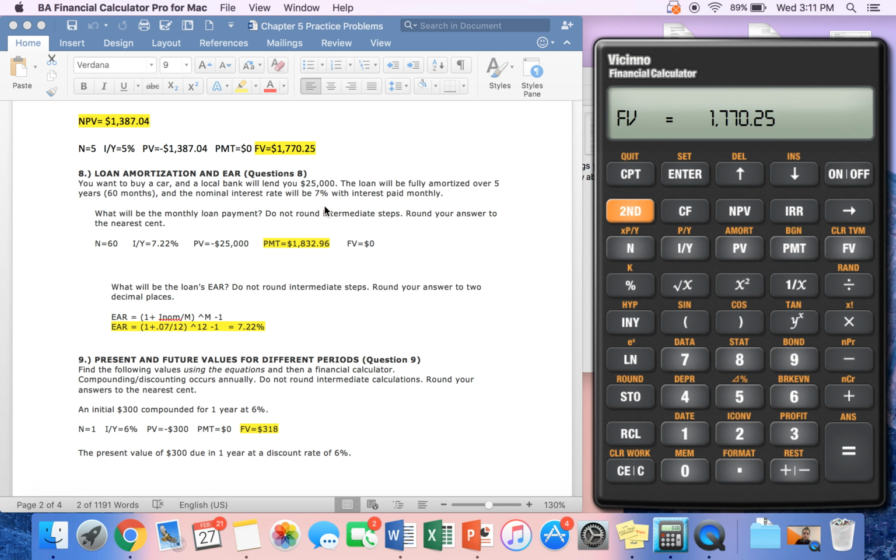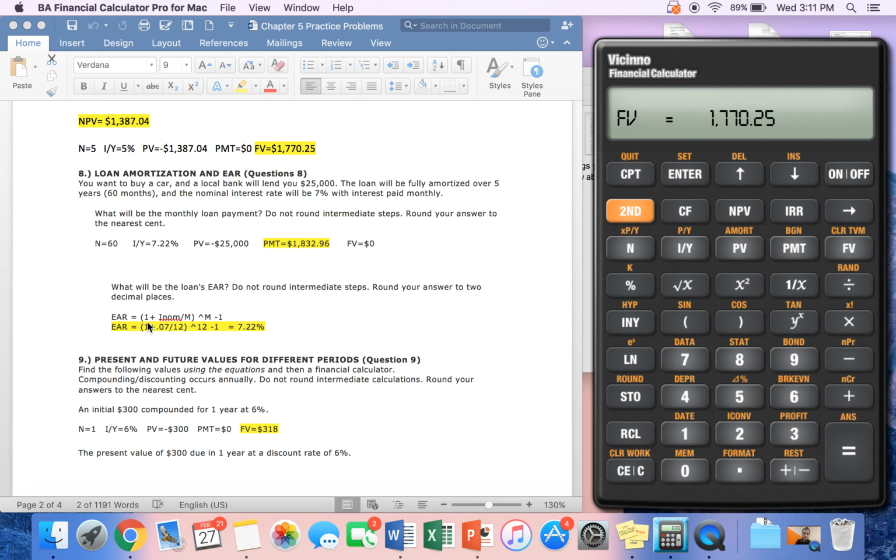So in this question it said with interest paid monthly, and that should have keyed you in that you need to use the EAR calculation, because this is not an annual rate anymore. So before you can solve this first question to find out what the loan payment is, you actually have to find your effective annual rate first.